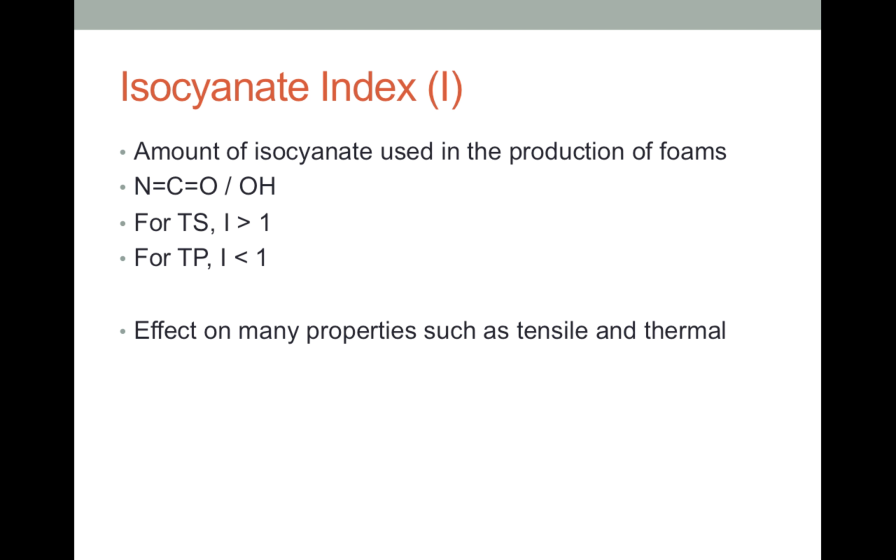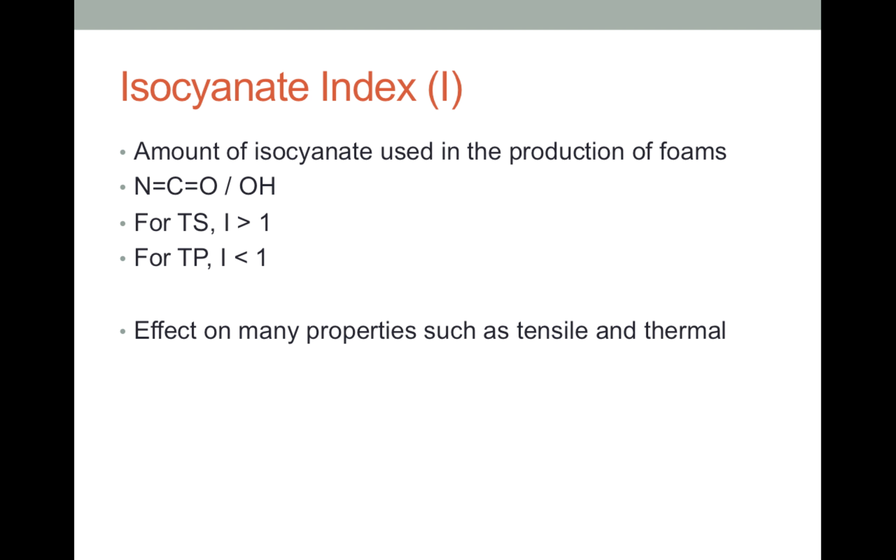The isocyanate index, also abbreviated I, refers to the amount of isocyanate used in the production of polyurethane foams. The isocyanate index is a ratio of the amount of isocyanate groups divided by the number of hydroxyl groups, or NCO divided by OH. The ideal isocyanate index is 1. For thermoset polyurethanes, the isocyanate index is greater than 1, and for thermoplastic polyurethanes, the isocyanate index is less than 1.